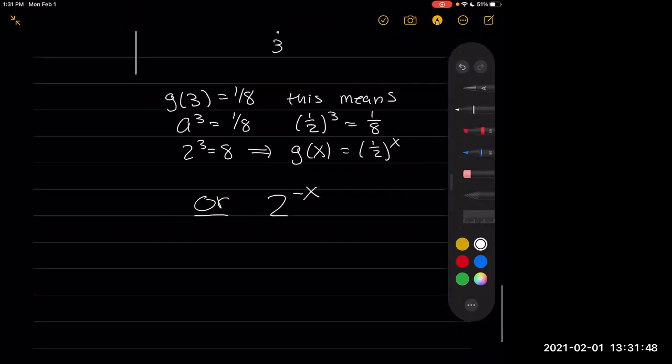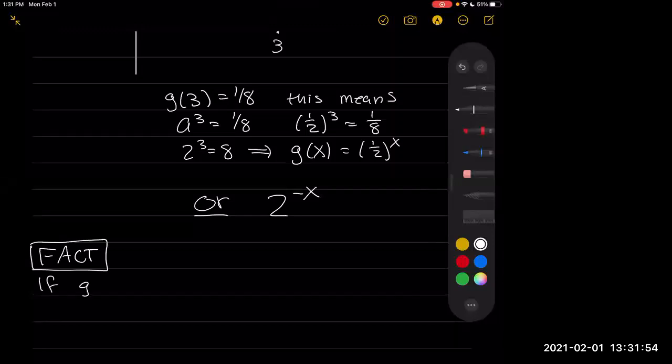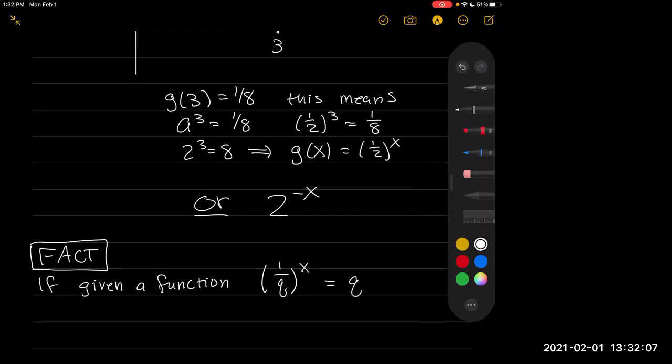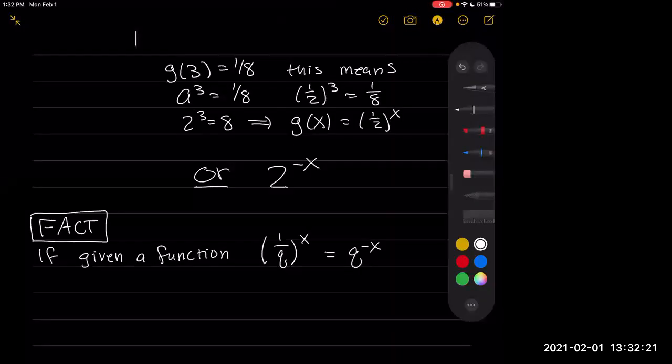So a helpful fact is that if given a function as a fraction, 1 over q to the x, then we can rewrite it as q to the negative x. So this is just helpful because sometimes if you don't like writing a fraction and you'd prefer just to have a negative sign, this is what it means. It's all right, and you do not need to write it like this. This is just if you prefer it. It's not required.